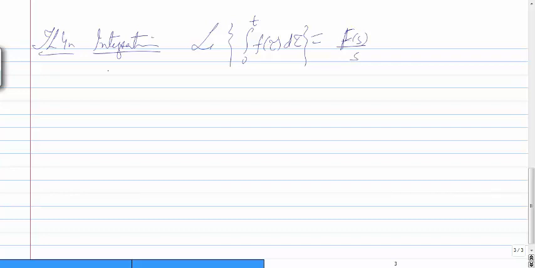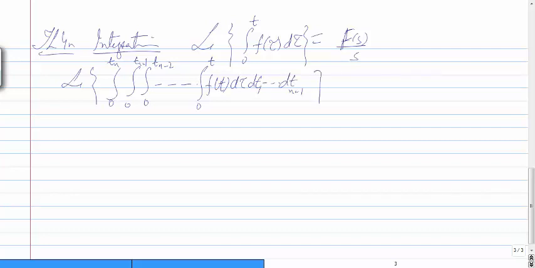Now assume that you have more integrals, starting from 0, with t_(n-1), t_(n-2) and so on. For example, you have the nth integral of f of t, d tau, dt1 up to dt_(n-1). In that case, if you apply the Laplace, it is simply equal to F of s divided by s to the power n. These are basic theorems. The important theorem that we are looking at is theorem 5, which deals with the shift in time.